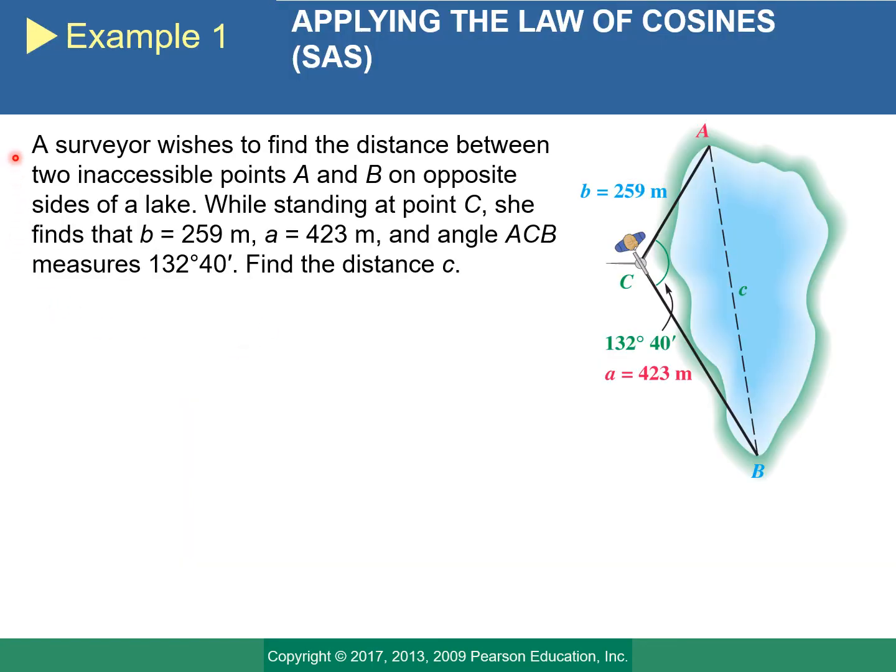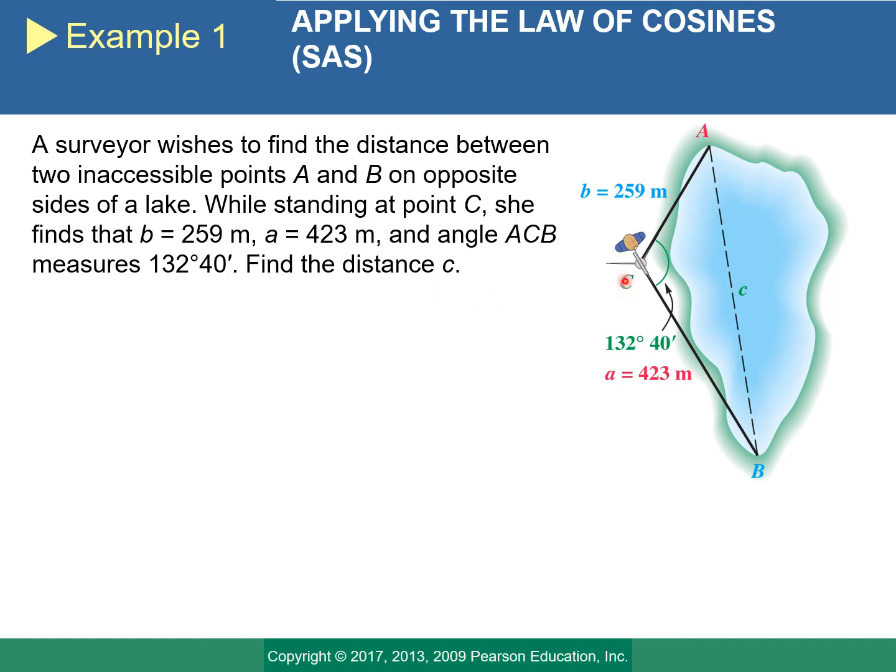So let's try this example. A surveyor wishes to find the distance between two inaccessible points, A and B, on opposite sides of a lake. While standing at point C, she finds that, notice this is lowercase, so side length b is 259 meters, side length a is 423 meters, and angle ACB, so remember the angle in the middle is the actual angle you're looking at, so angle ACB is just angle C right here, measures 132 degrees 40 minutes. The question is to find the distance c.